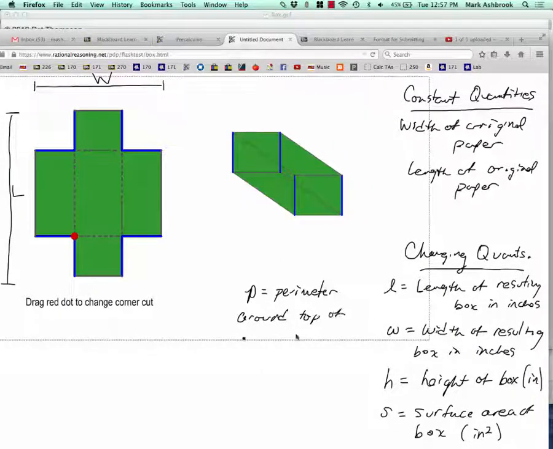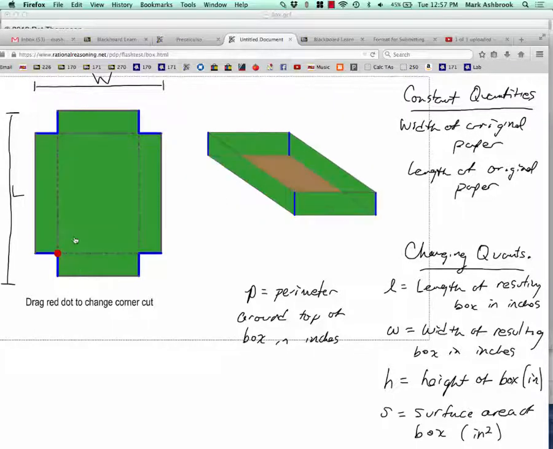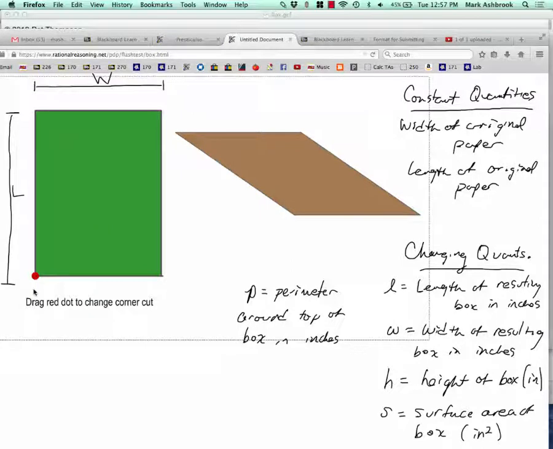Would there be any other constant quantities? Yeah, we could think of a couple more maybe. Anyone got another constant quantity? So she said the size of the original sheet. What's another way to measure the size of the original sheet? So we got the width and length. What's another measure of size? Area. So you can say the area of the original sheet.